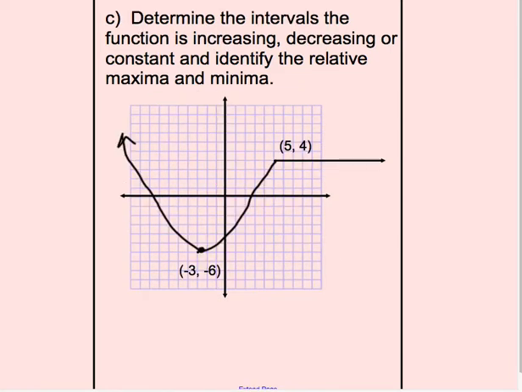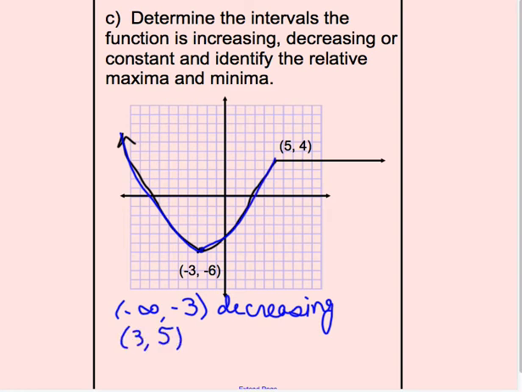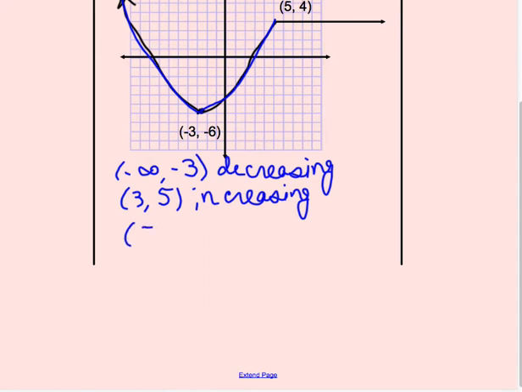Last graph for these examples, and we have from negative infinity, reading it from left to right, until we get over to the x value of negative 3, we are decreasing. At that point, the graph starts to increase until we get to an x value of 5. And then from 5 to positive infinity, we are constant.